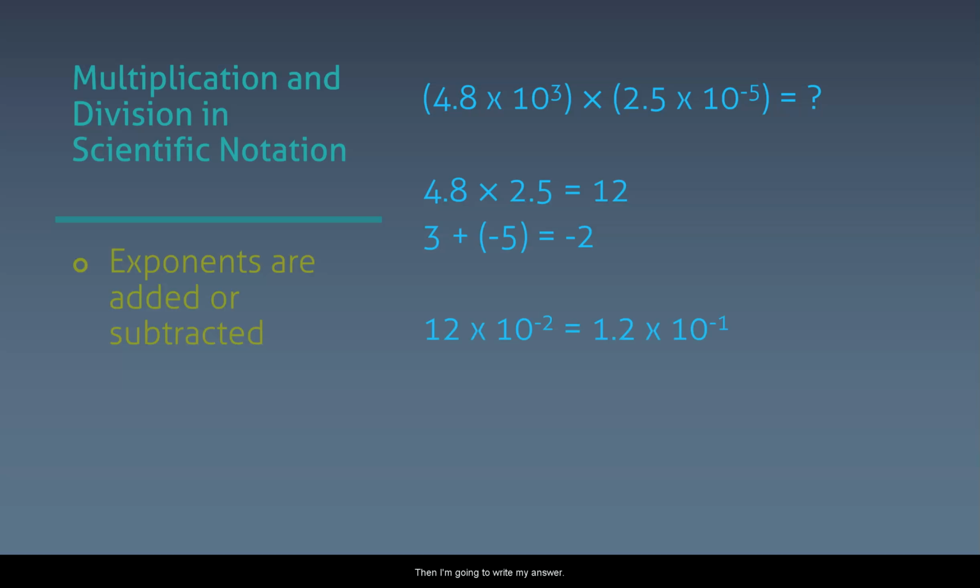Then I'm going to write my answer as the multiplication product of the two numeral parts times 10 to whatever exponent I just calculated. This now is in improper scientific notation, so I'm going to convert that by moving the decimal to 1.2 times 10 to the minus 1.